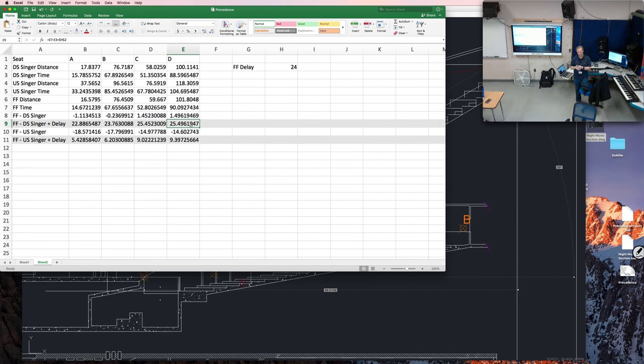So the point is the loudspeaker will be louder than the actor, right? And the front fill is in the same place. And so it will consistently be the same relative level between the singer and the loudspeaker, okay? And we can't ever be more than 10 dB, or we break the precedence, okay?